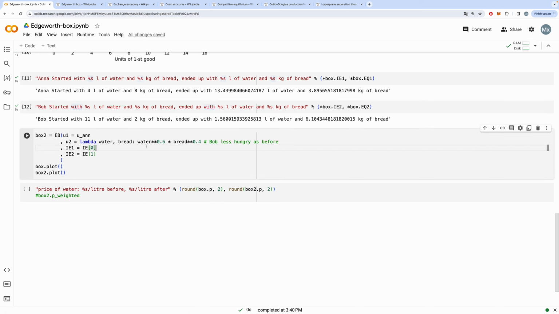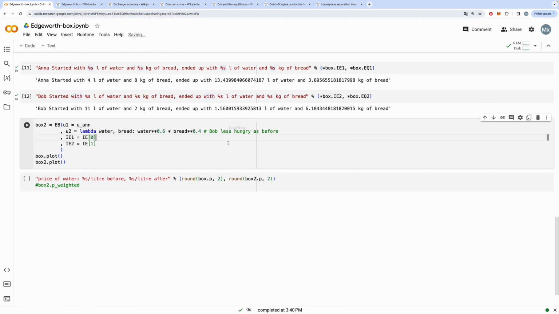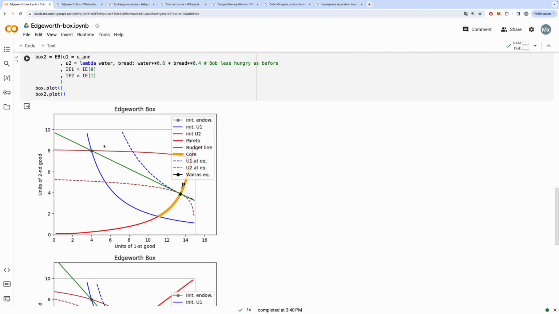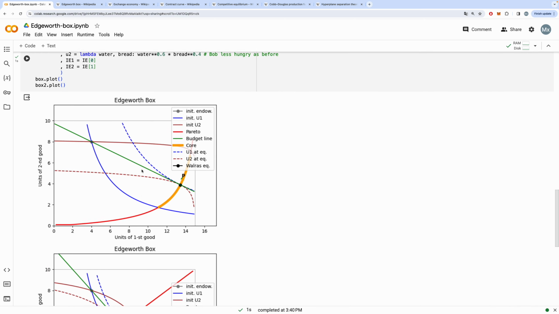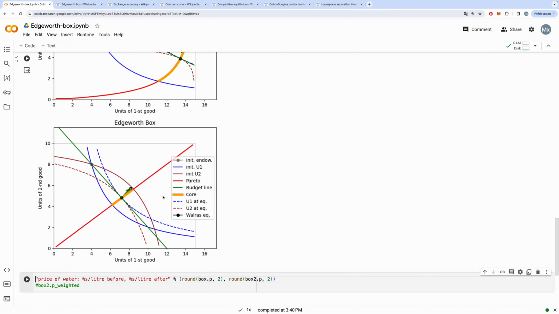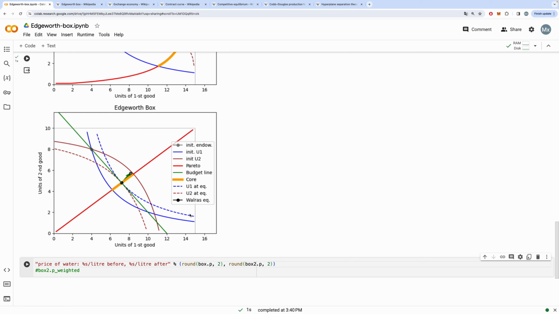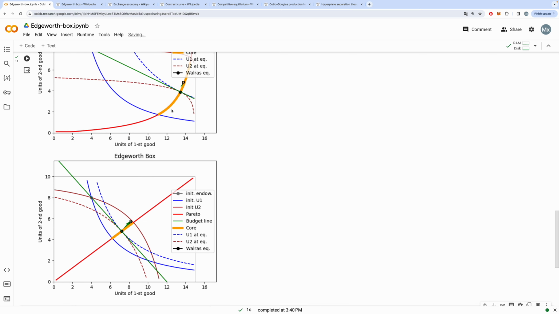Let's now change the utility function of Bob. So let's make him less hungry and see what actually happens. So this was the initial situation, and this is how it looks after we changed the preferences of Bob. You see that his utility line now looks much more curvy. It was almost flat before, and because of that we can see that the equilibrium moved quite a lot.